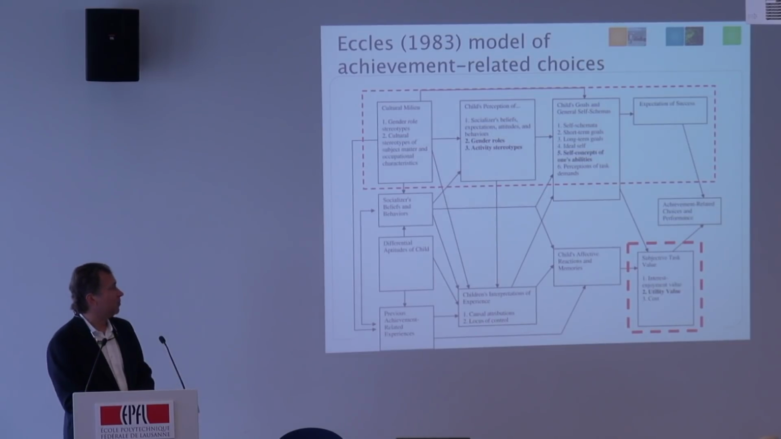What I can change is this one on the bottom, the subjective task value. I can show them that this computing stuff has utility for them, that it's something that they could find useful, that they could do things with it that they might enjoy, that there's high interest and enjoyment value associated with it, and low cost. I can make it less complicated.